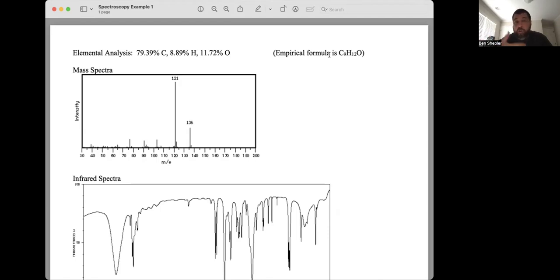And that's going to be an integer. It's going to be 2, 3, 4, whatever. So the first thing: the molecular formula is more useful to us because that tells us the actual number of atoms rather than the relative number of atoms that the empirical formula does.